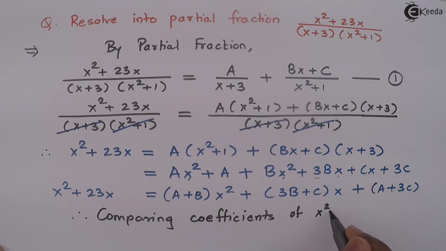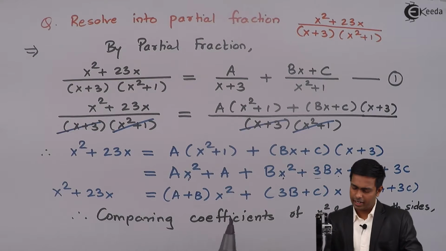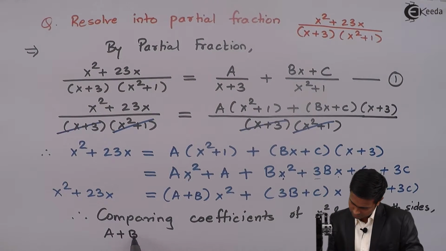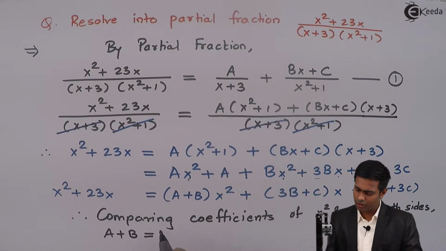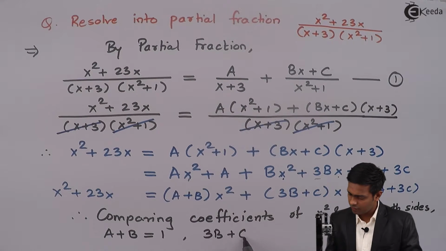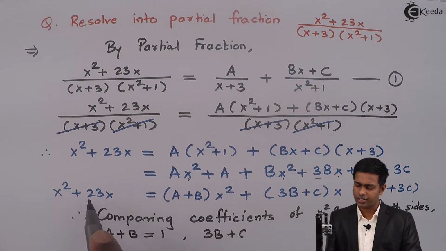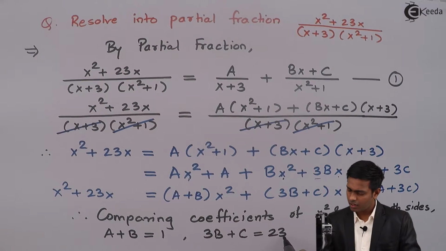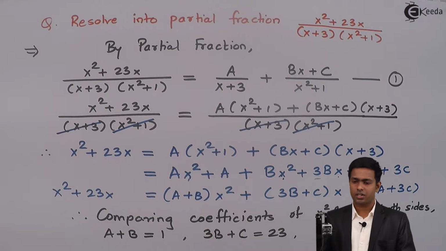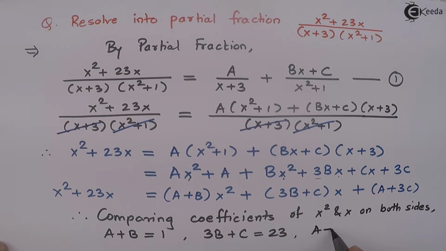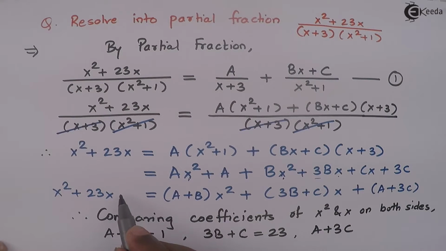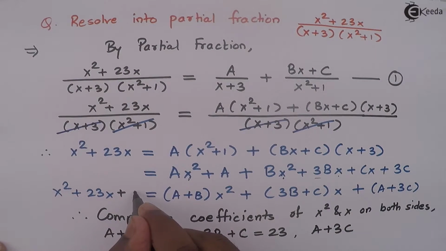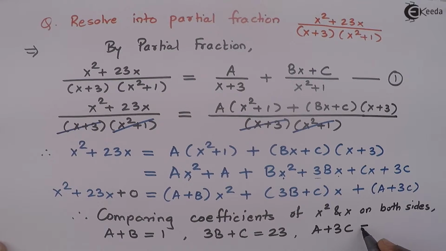of x square and x on both sides, we get a plus b, that is the coefficient of x square, which is equal to 1. Next, this 3b plus c, which is the coefficient of x, and here the coefficient of x is 23. At the same time we'll compare the constant term. Here the constant term is a plus 3c, and on the left the constant term is not there, so I'll consider it as plus 0. So it is equal to 0.